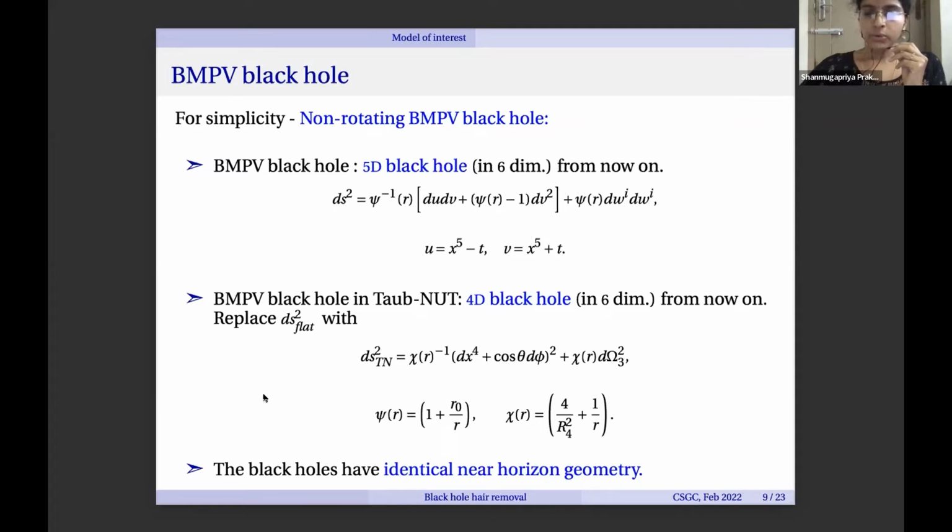The BMPV black hole in the Taub-NUT space, which is going to be called the 4D black hole from now on, is obtained by replacing this flat space part of the metric by this expression for the Taub-NUT metric. Now, in these expressions, the functions psi of r and chi of r are two scalars which are given with constants r0 and r4. The details here are not very important. What is important to note is that these two black holes can be shown to have identical near horizon geometry.